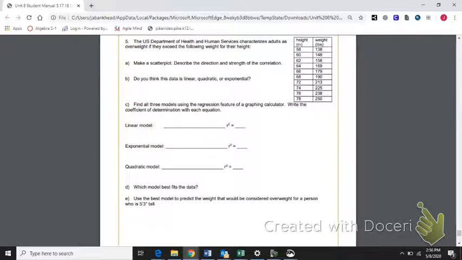Let's take a look at one more example before you try this on your own. This time, we're looking at the U.S. Department of Health and Human Services as they characterize adults as overweight based on their height. Again, I've made a scatter plot for us to analyze. When you see that scatter plot, I want you to describe the direction and strength of the correlation and decide which of our functions you think best models the data.